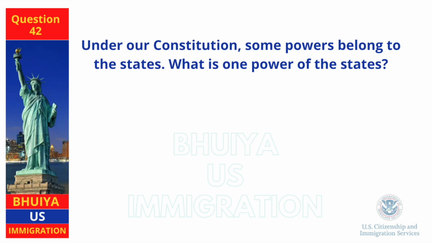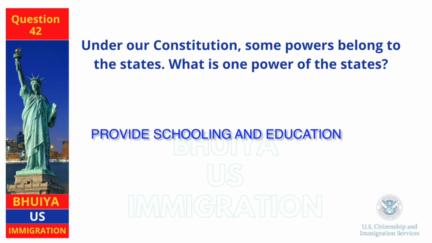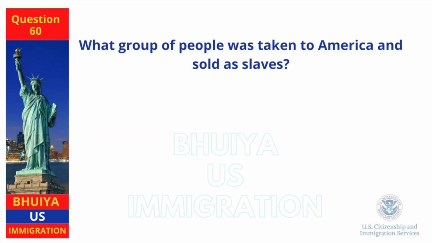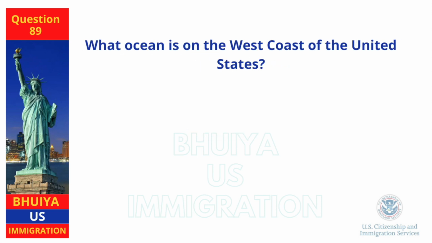Under our constitution, some powers belong to the states. What is one power of the states? Provide schooling and education. What group of people was taken to America and sold as slaves? Africans. What ocean is on the west coast of the United States? Pacific Ocean.